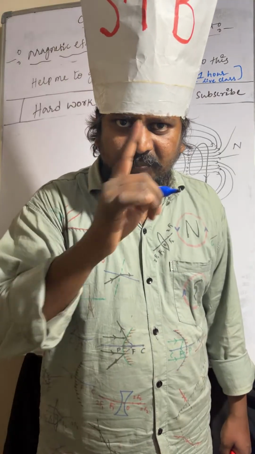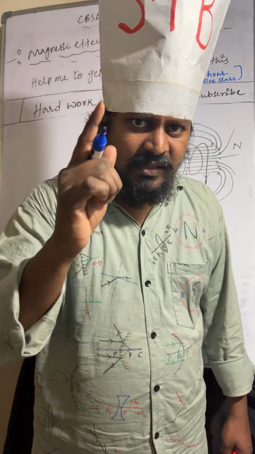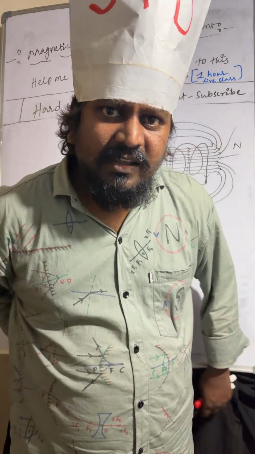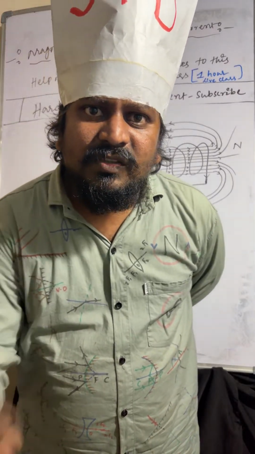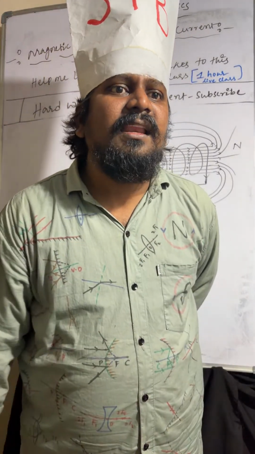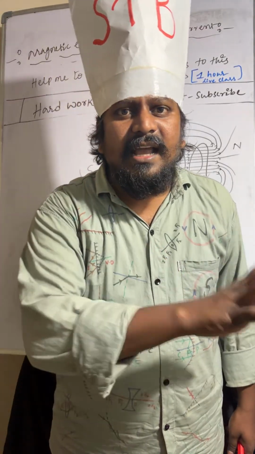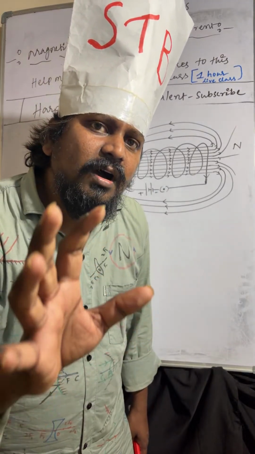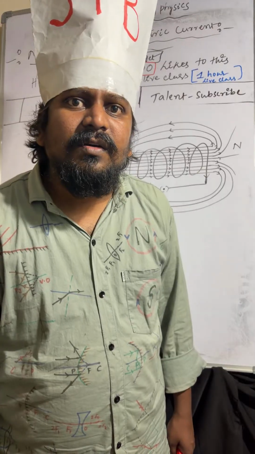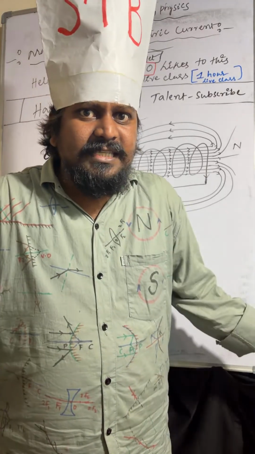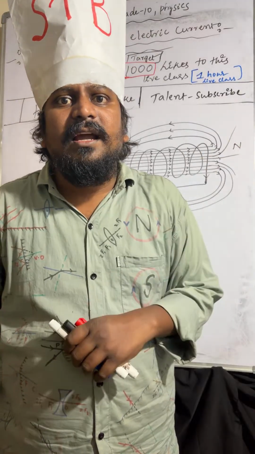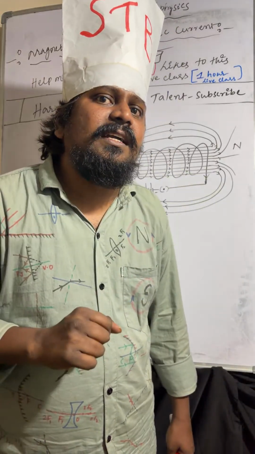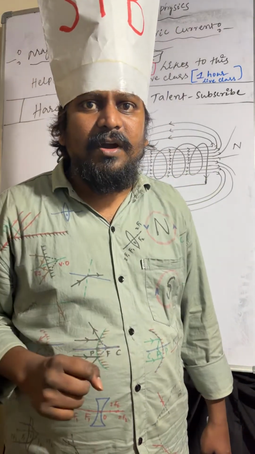Point number one. Remember, very important. Keep in mind. Solenoid acts as a magnet. Bar magnet also. Yes or no? So magnetic field will be the same around the solenoid, north to south, south to north. But here is one difference.